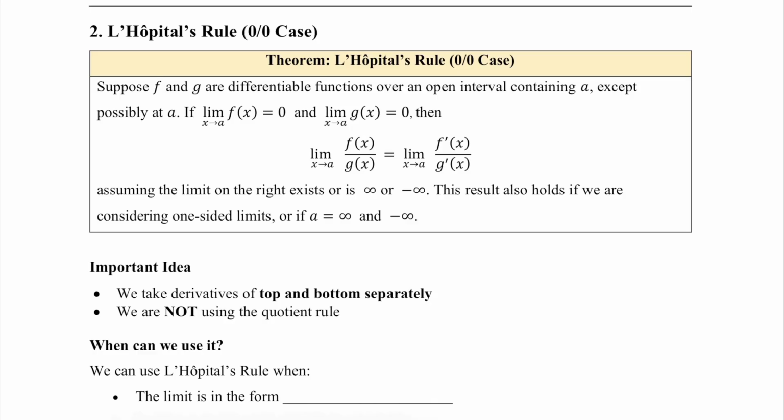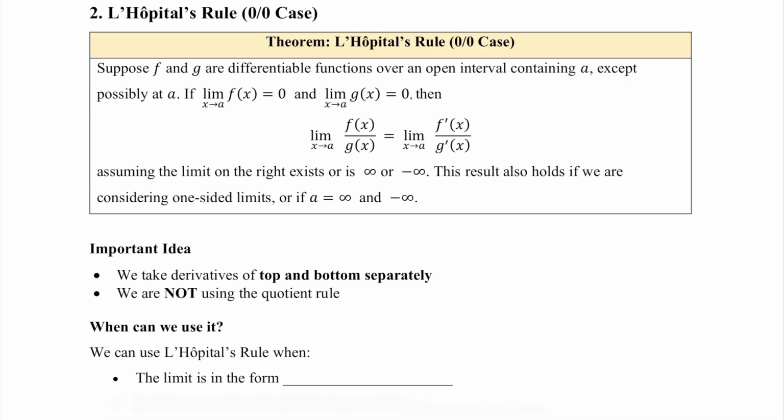Instead of evaluating the limit of f over g, we can evaluate the limit of f prime over g prime. So basically, we take the derivative of the numerator and the derivative of the denominator and then take the limit again. This works as long as the new limit exists or goes to infinity or negative infinity. And this rule also works for one-sided limits, and even when x goes to infinity or negative infinity.